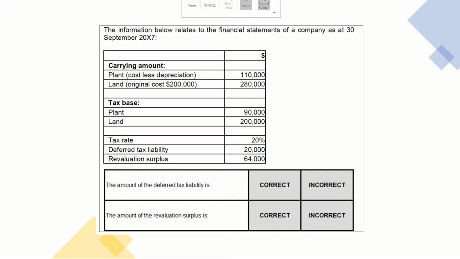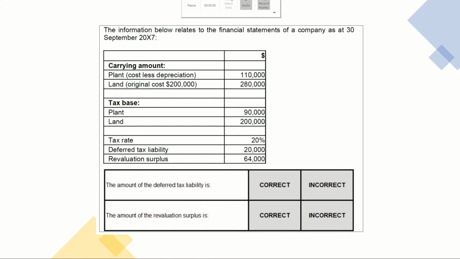The carrying amounts have been given to us for two assets, which is plant, cost less depreciation, that is 110,000. The land has a value of 280,000, but the original cost of the land was 200,000. The tax bases are given to us. For plant it is 90,000 and for land it is 200,000. The tax rate is 20%. The deferred tax liability that is already calculated in the question is 20,000, and the revaluation surplus is 64,000. So what's the requirement?